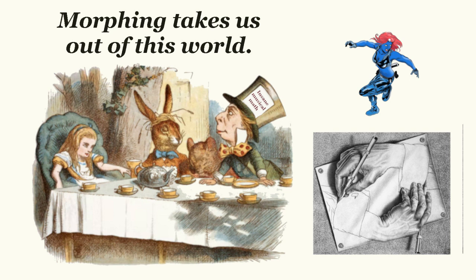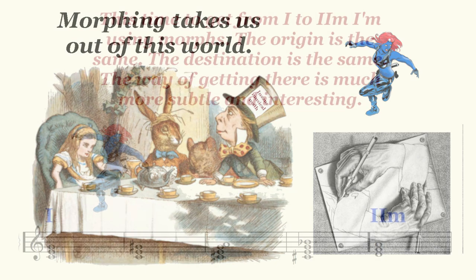But now it's time for the rabbit hole. What if each time we move up to the next triad, we put some morphs in between to disguise what we're doing? Let's explore that idea.